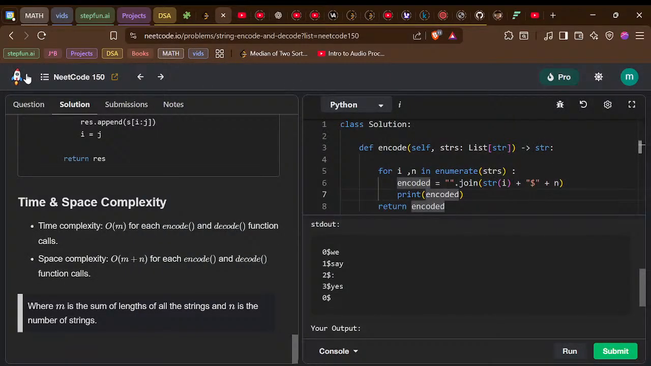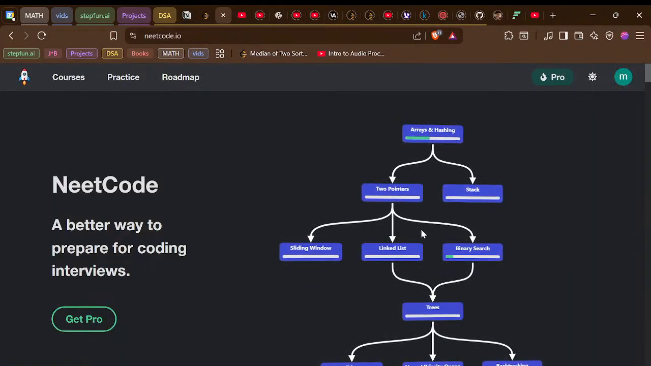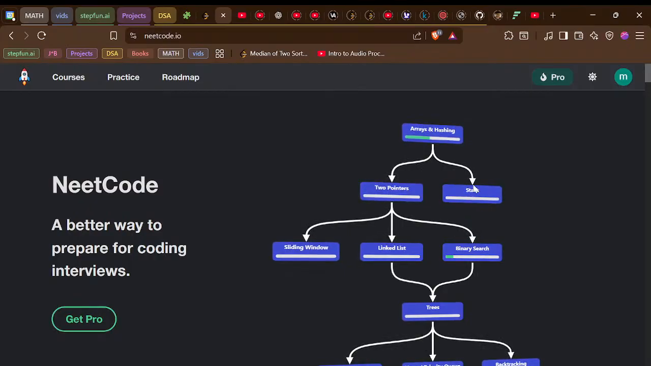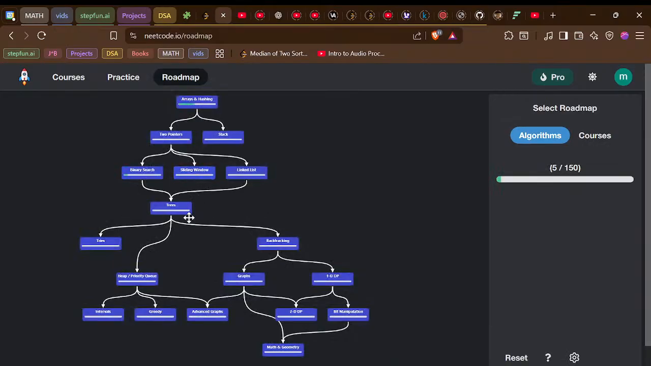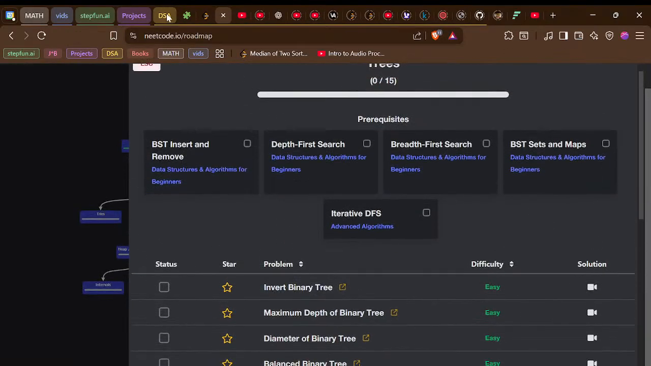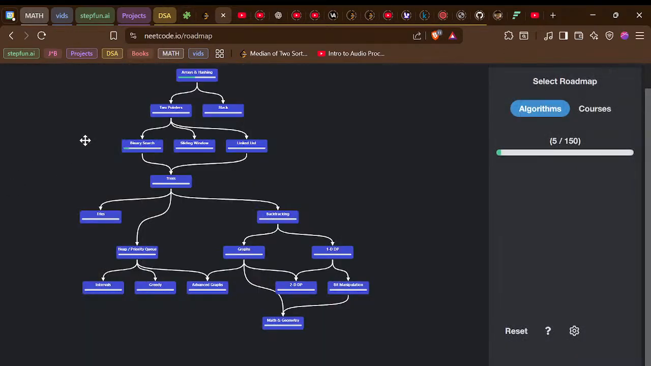look at the roadmap. I don't want to do binary search. I want to look at some trees, and it's similar. I'm gonna look at some trees for my own sake. For my own sake, I wanna consult my thing here.